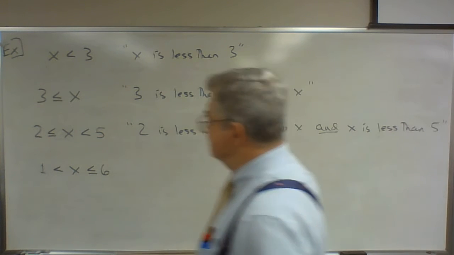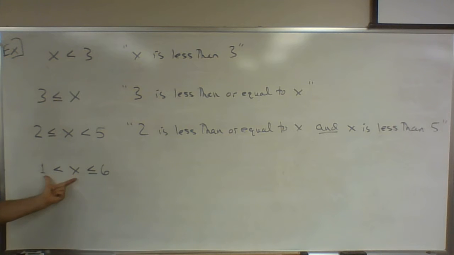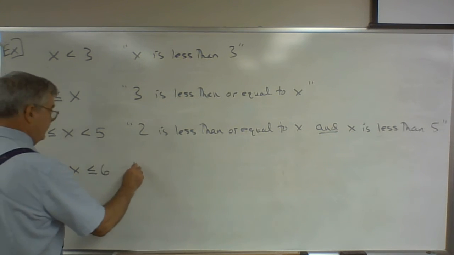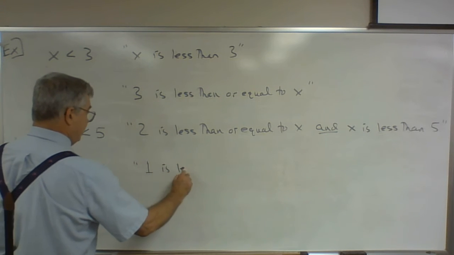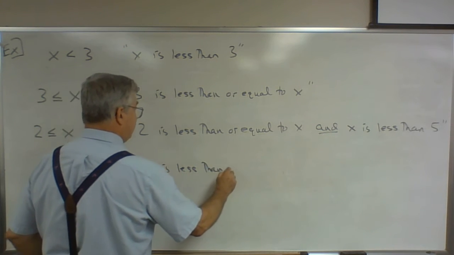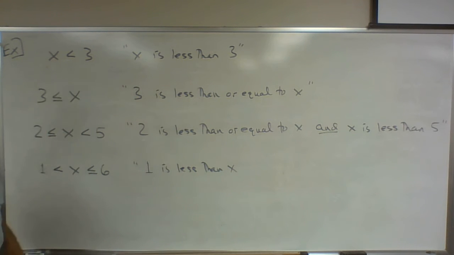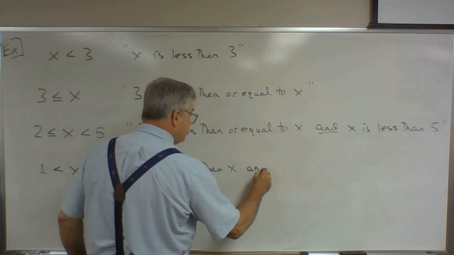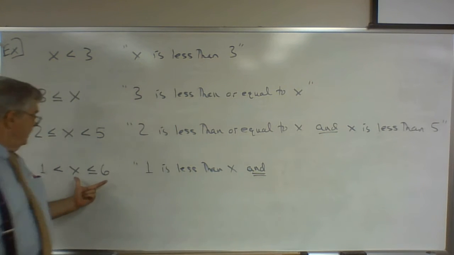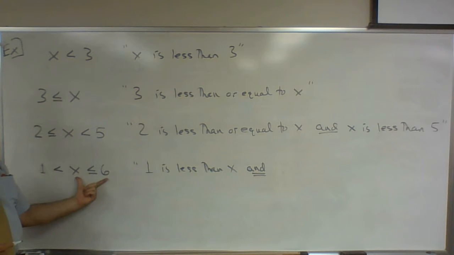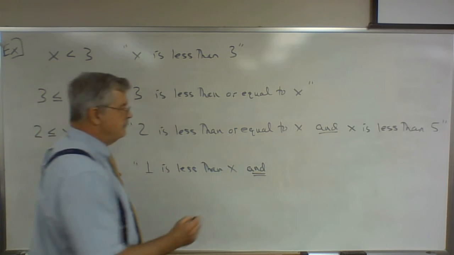Let's go to the last one. The first half of the inequality, what does it tell us? 1 is less than X. And then we have a second part of the inequality. This part of the inequality, what does this tell us? X is less than or equal to 6.